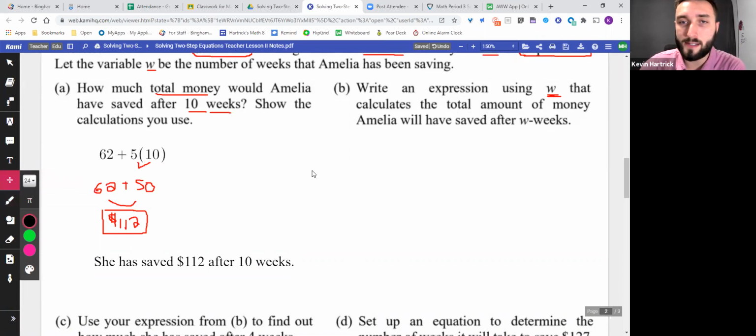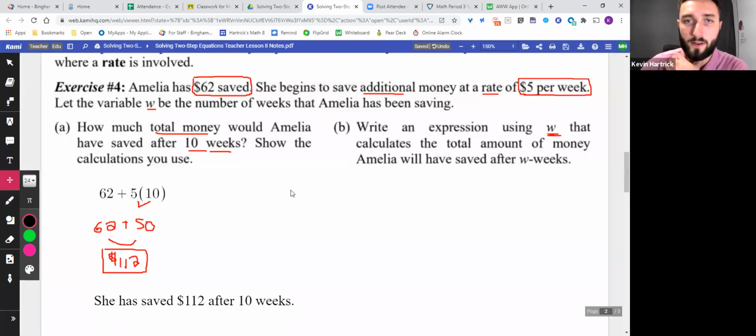The nice thing about this is we're creating an expression with a variable. Well, our variable in this case is the number of weeks, right? W is the number of weeks. Since I have the word per and weeks next to my 5, I know that I'm going to have 5W somewhere in my expression. Now, that's the amount of money she makes per week, but she also has this other money already saved, right? We looked at that in part A. She already has the $62.